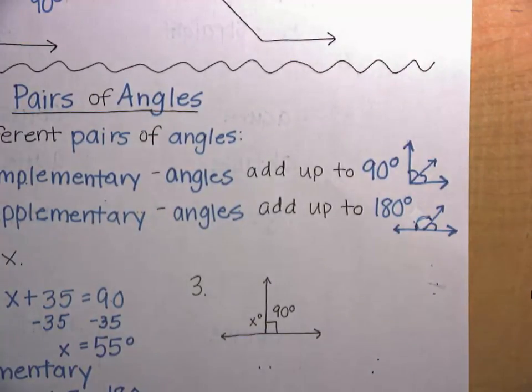Tell me what type of pair it is and then solve for that missing angle.